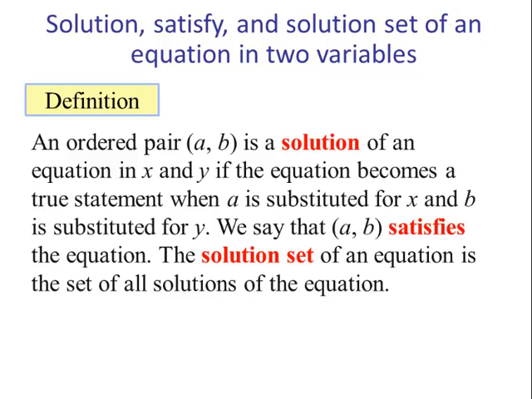We'll begin with a definition. An ordered pair (a, b) is a solution of an equation in x and y if the equation becomes a true statement when a is substituted for x and b is substituted for y. We say (a, b) satisfies the equation. The solution set of an equation is the set of all possible solutions of the equation. And as we'll see in this video, the solution set to an equation that fits the form y equals mx plus b is always going to make a line.